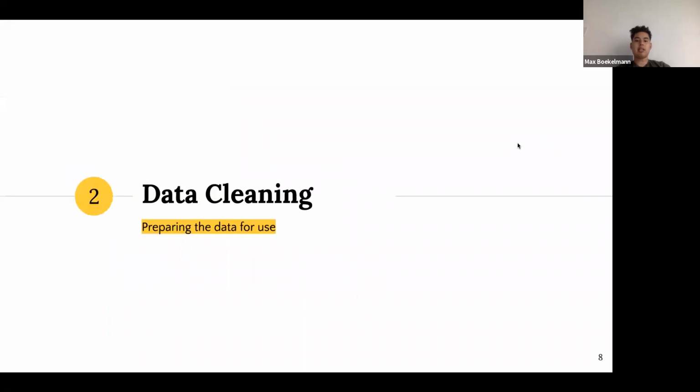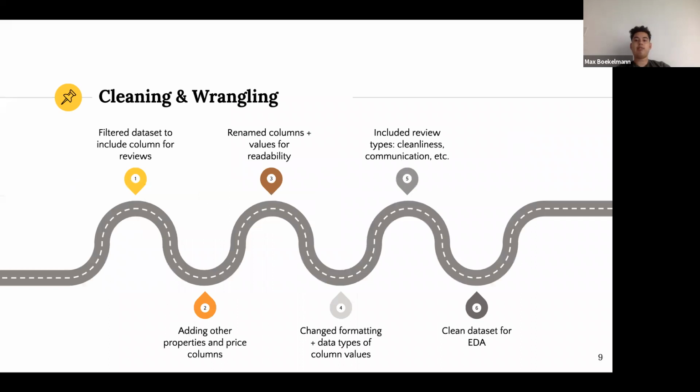Moving on to our data cleaning, since our data set included many variables, we had to filter it out so that we only were left with the most important factors, those being ones like price and review ratings. We also did some renaming and made formatting changes to give us a clean data set to use for our EDA.